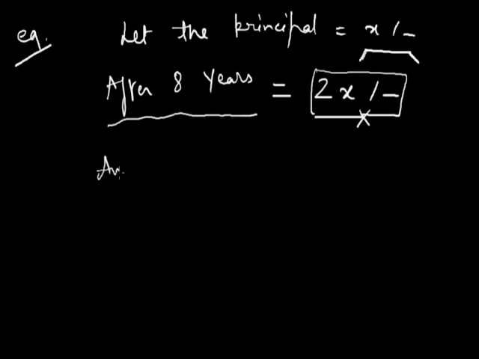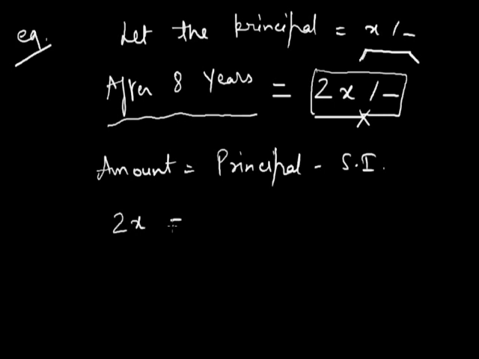Alright, so amount is equal to principal plus simple interest, and in our case amount is rupees 2x, principal is rupees x, and SI we have to calculate. So SI equals 2x minus x, which means rupees x. So after 8 years on a principal of rupees x, we will get a simple interest of rupees x. We have to calculate the rate of interest.